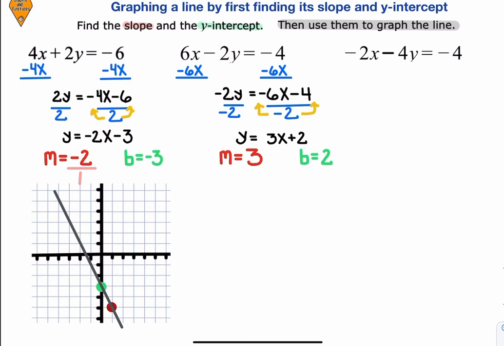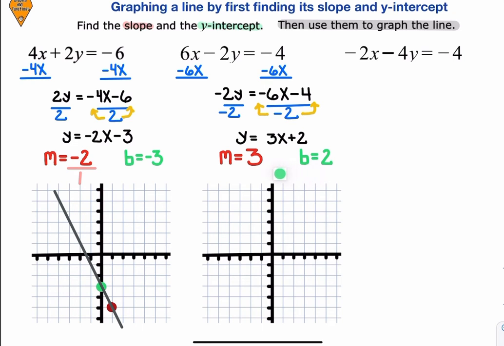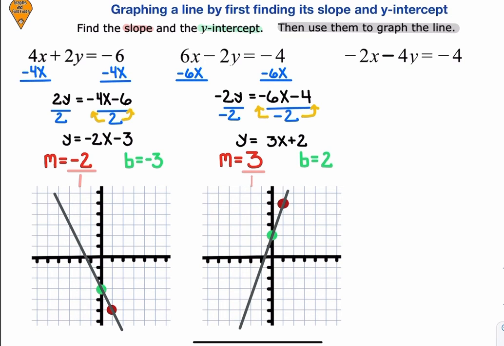The number in front of x is m, the number at the end is b. So I'm ready to graph. Begin on the y-axis at 2, and then use the m to move. I'm putting the 3 over 1. So from 2 on the y-axis, I want to rise 3, run 1. Rise positive 3 is up 3. Run positive 1 is right 1. Connect the dots.